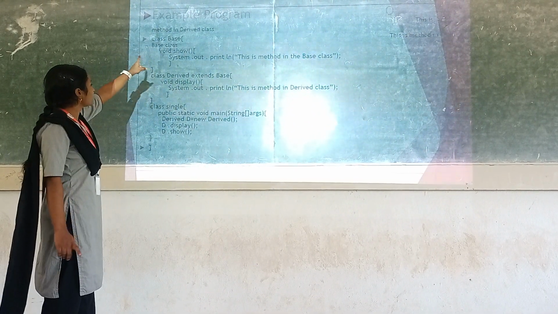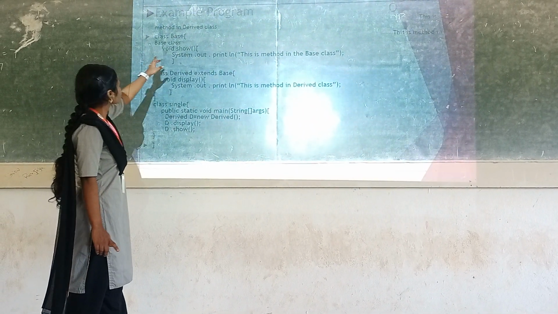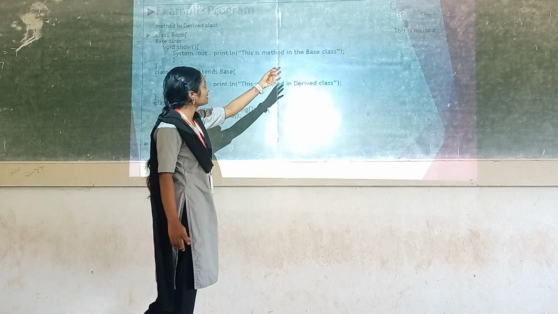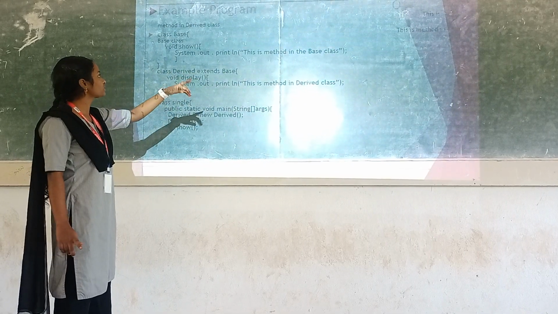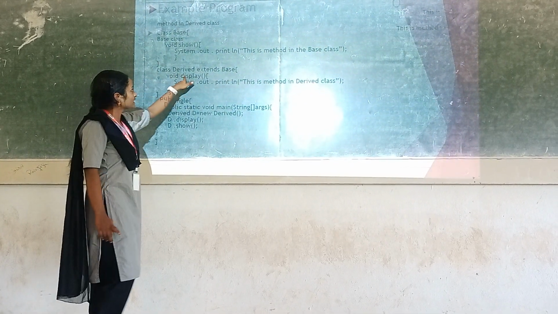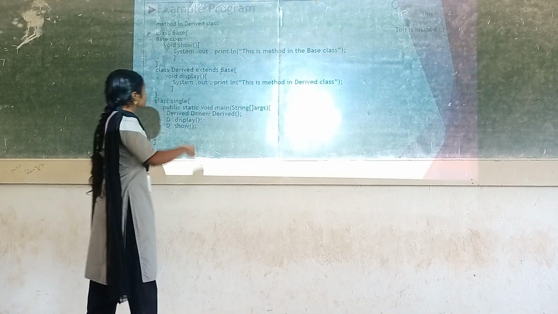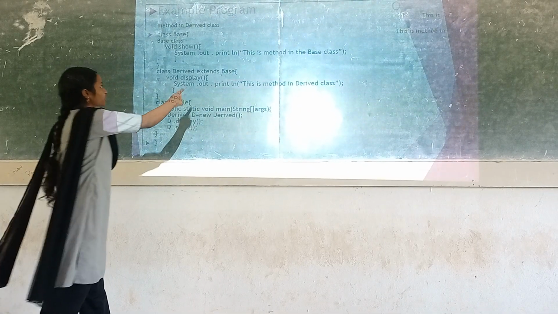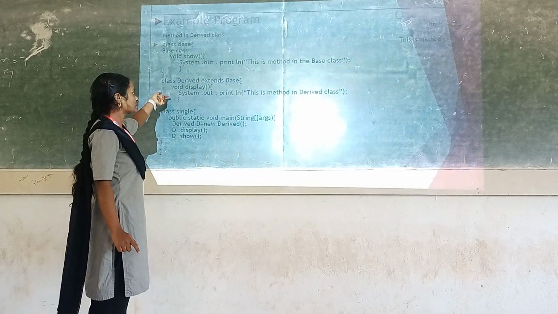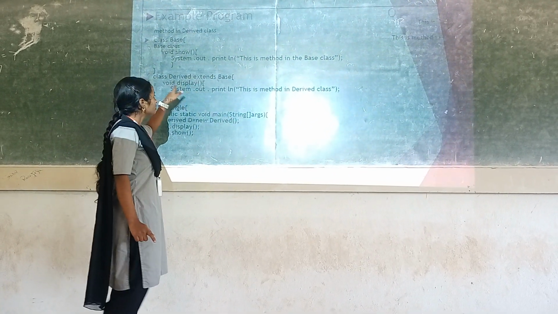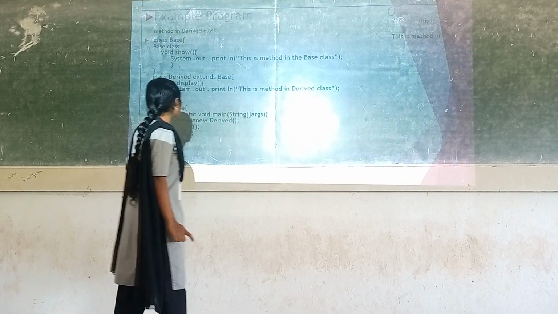Class base. Here I have a class base, which is my parent class. In this parent class there is a method called show. In this method there is a statement: this is method in the base class. When I call the method, the statement inside it is executed. Class derived extends base. That means this derived class is an extension of the base class and inherits its properties. This derived class also has its own method, display. When we call the display method, it is going to execute: this is method in derived class.